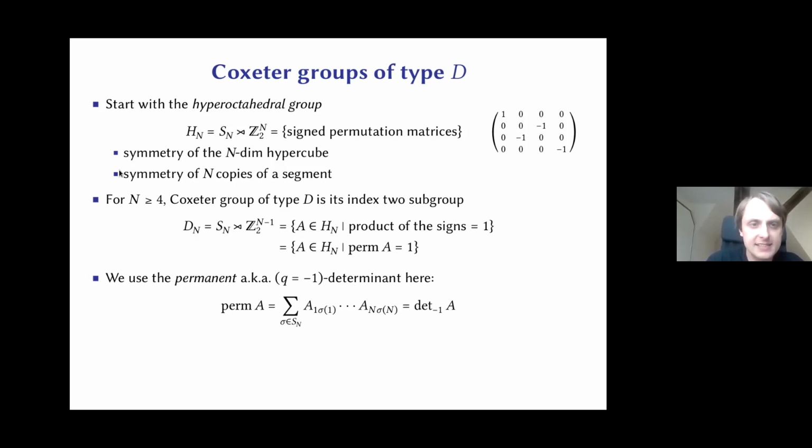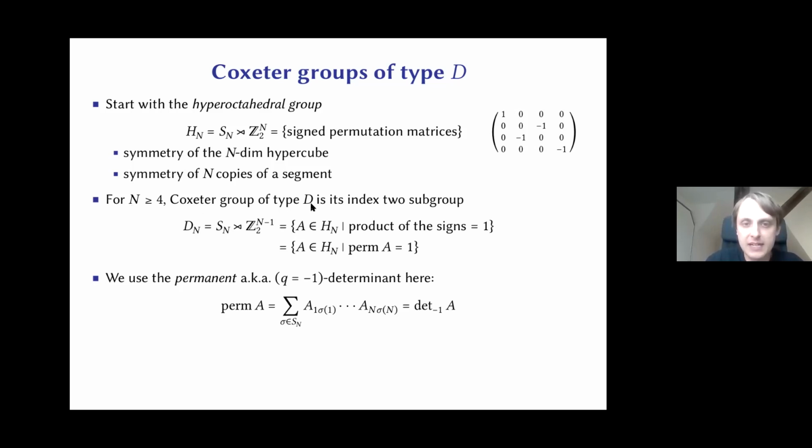Okay, so I wanted to start with this hyperoctahedral group. So what is this? You can view this as a symmetry of the n-dimensional hypercube, or symmetry of n copies of a segment. And you can also realize this using matrices. So this is the group of signed permutation matrices. So I take a permutation matrix and put some minuses in front of some ones.